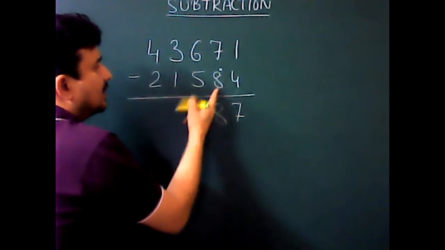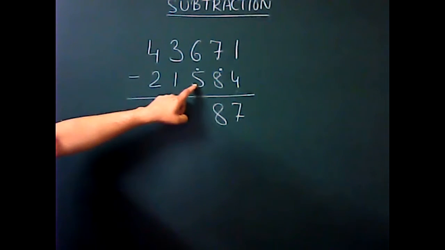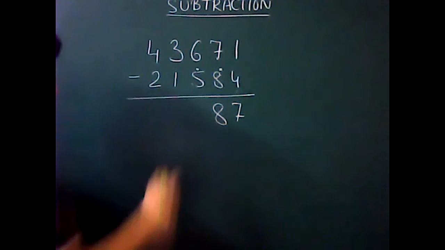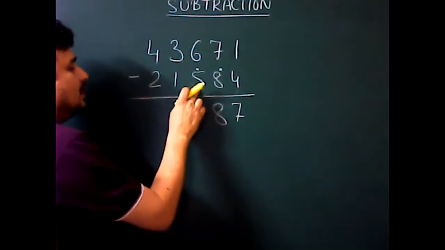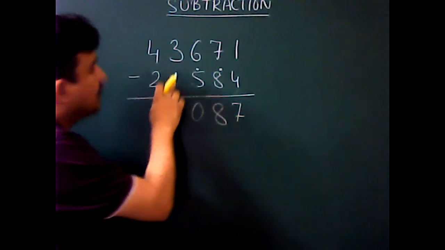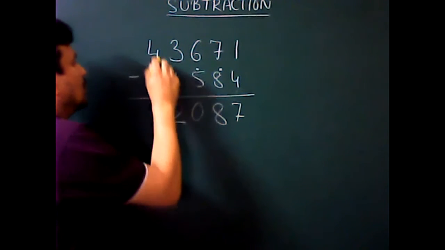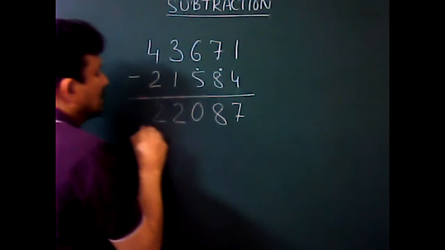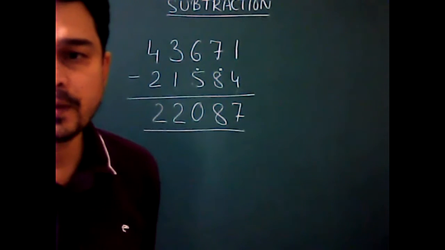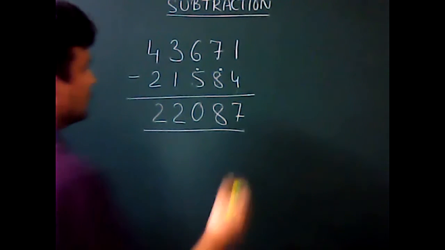Since I have taken the best friend in this step, I will put a dot over here. Now this becomes 6, and with 6 we can do normal subtraction. 6 minus 6 is 0. Since we didn't take any best friend over here, we will not put any dot and subtract directly. 3 minus 1 is 2, and finally 4 minus 2 is 2. So the answer is 22087. Clear? Let me take one more example.